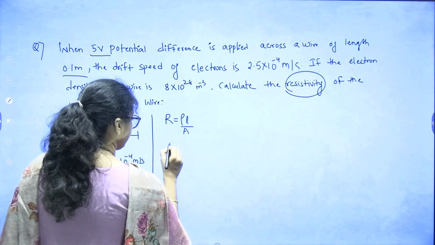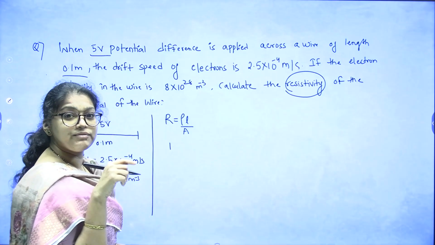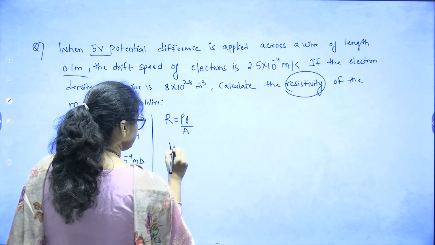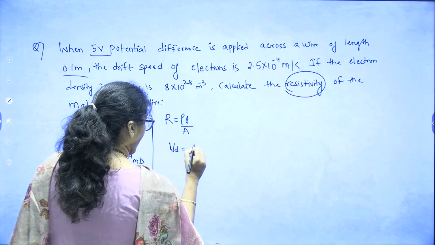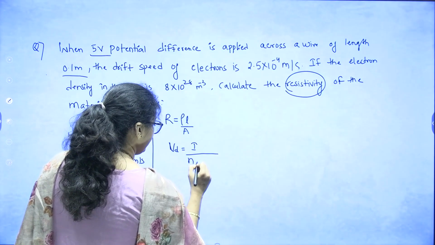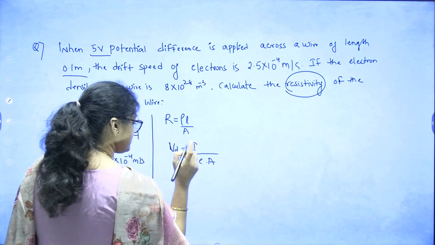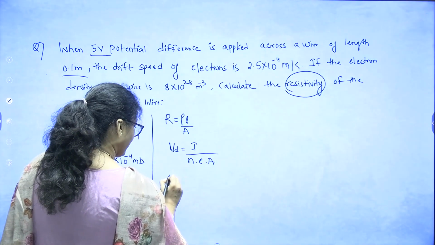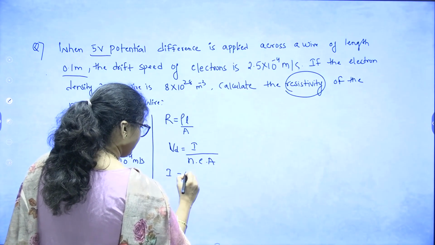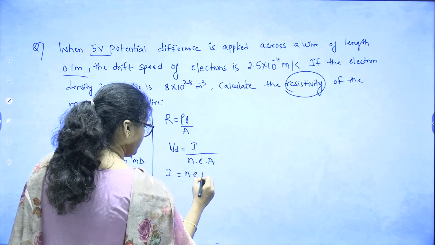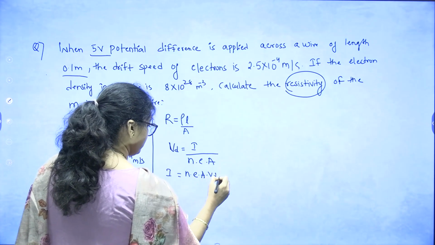What is the formula for current? The relation between the current and the drift velocity? Vd is equal to I by N into E into A. Yes, yes or not? Yes. So from this, I is equal to, what can we write? N into E into A into Vd.